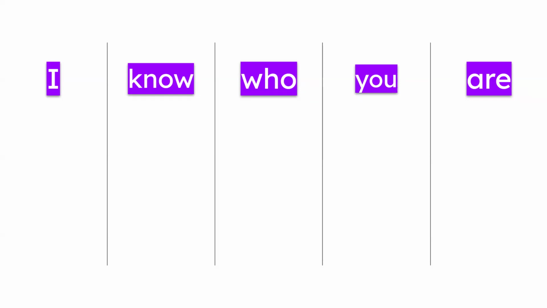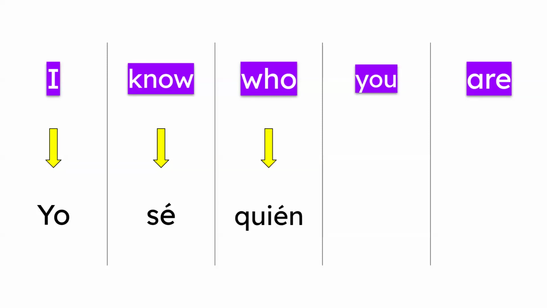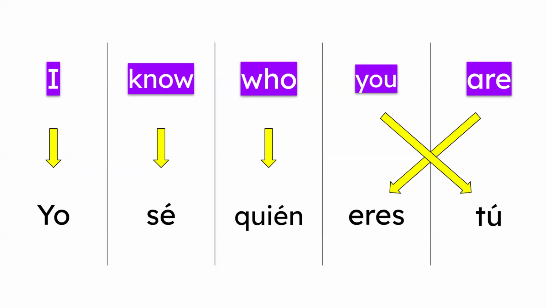3, 2, 1, 0. I think I know who you are. I've seen you before, but I don't remember. Okay, how did you do it? Let's see. Yo, to know who, what, where we use saber for that. Saber. That's right. Yo sé quién eres tú. Yo sé quién eres tú.